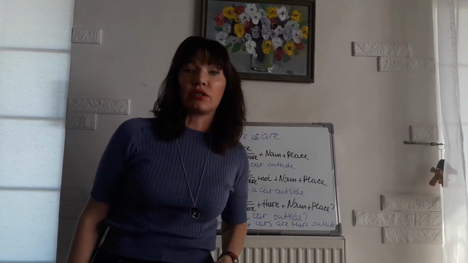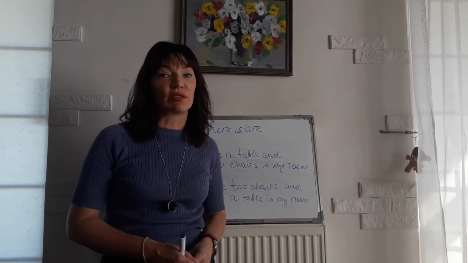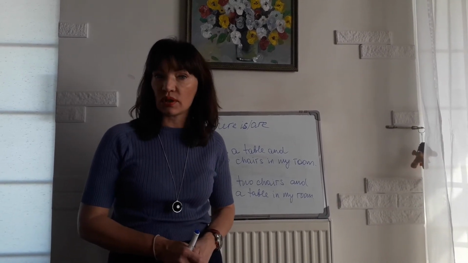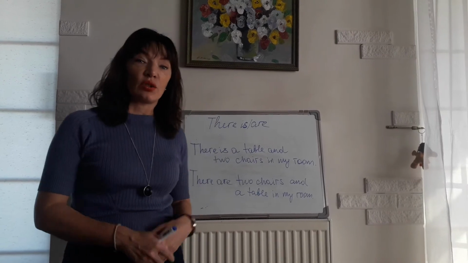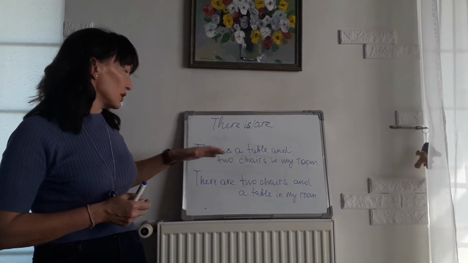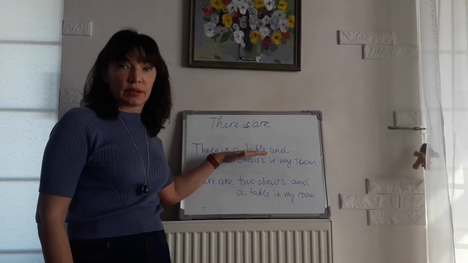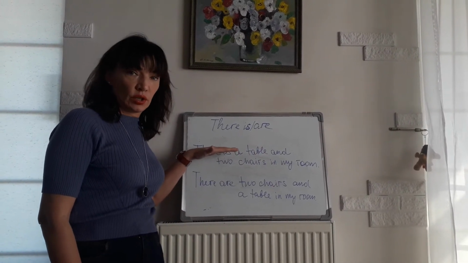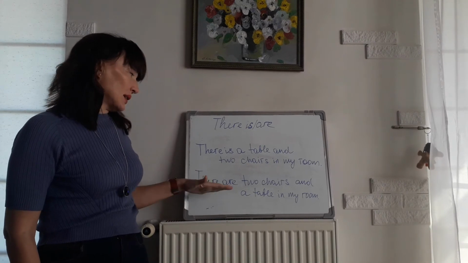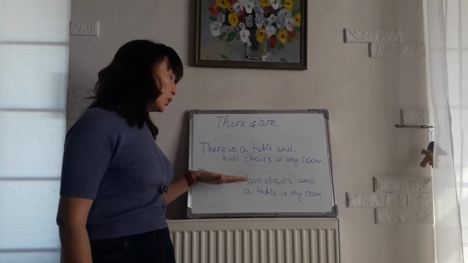Now let's look at some interesting tricks. A very interesting question is which verb to choose if you introduce several objects into the sentence. To understand this, we will look at the examples. For example, there is a table and two chairs in my room. The first object is singular, so the verb is singular too, though you introduce several objects into this sentence. The next example: there are two chairs and a table in my room. The first object is plural, so the verb is plural too.